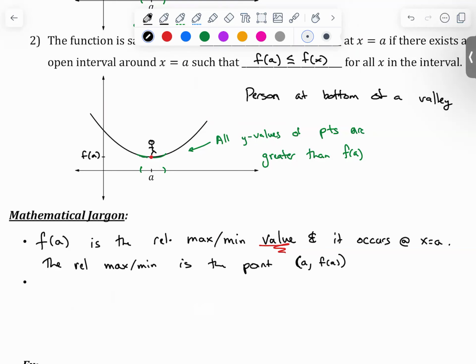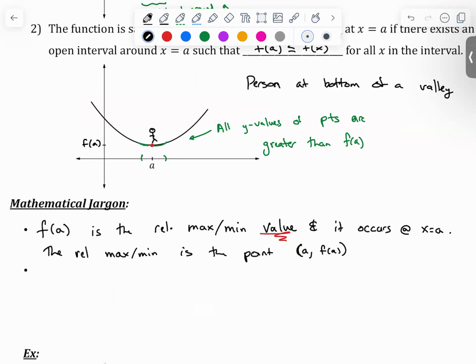So when you say the relative maximum value, the relative maximum is a coordinate point, the value is the y value, and where it occurs is the x value. So you'll see that sometimes they just want the relative maximum value, and then they want to know where it occurs. The point is the actual relative maximum or minimum.